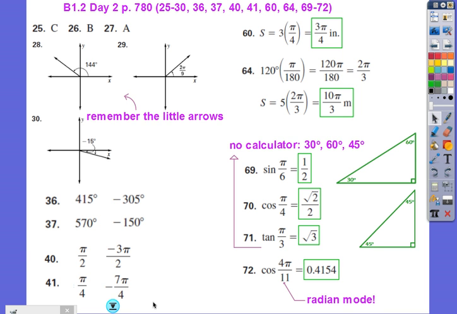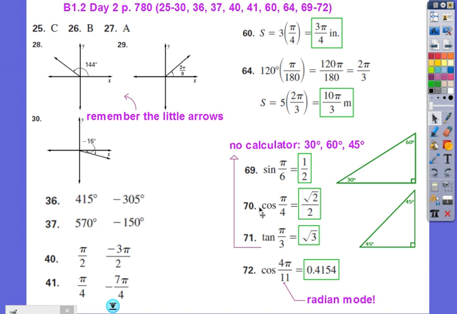Here we had some coterminal angles. These are the suggested positive and negative values. There's more answers that would be correct. On 60 and 64, remember that s equals r theta. That works only if your theta is in radians. So on 64, you had to do a little work.